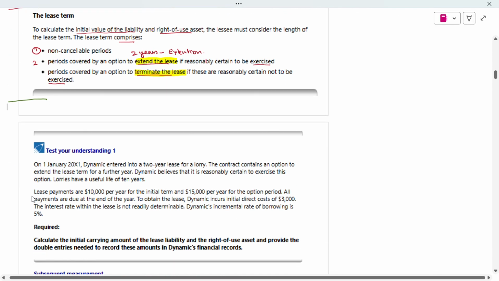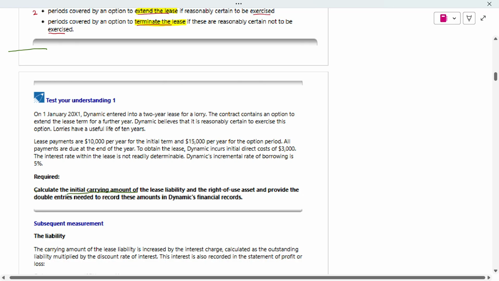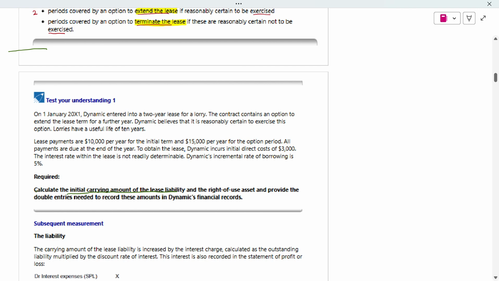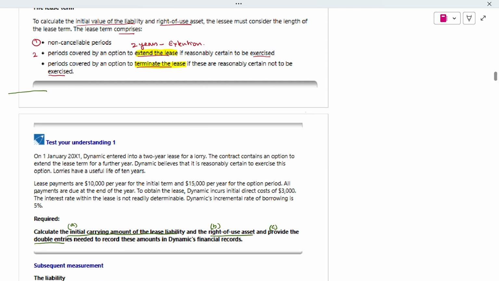Read this. Now, what they say, calculate. What they are asking you: calculate the initial carrying amount of the liability and the right of use asset. Provide the double entry, the general entries needed to cover the dynamic records. Is it right? First, this is point number A, point number B, and point number C. First, you have to calculate the initial.